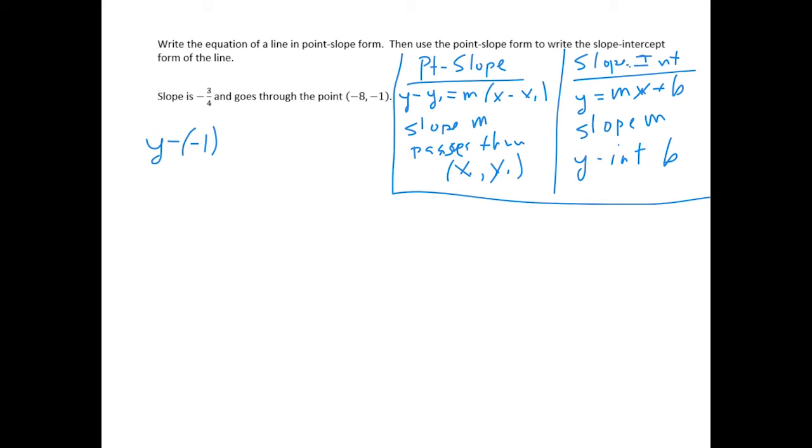So it's y minus -1 equals the slope of -3/4 times x minus, to be careful with our parentheses again, -8. So let's distribute all of our negatives first. This is going to give us y plus 1 equals -3/4 times x plus 8. Okay, so this is the answer to the first part. This is the point-slope equation of that line. This is the line in point-slope form.